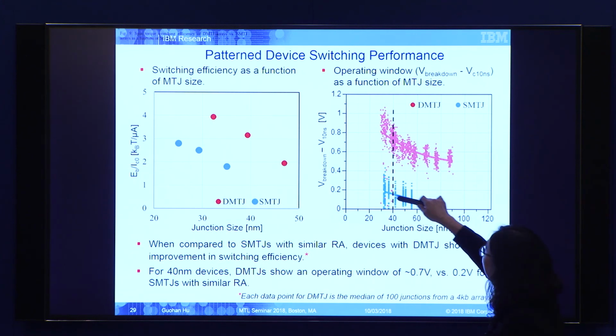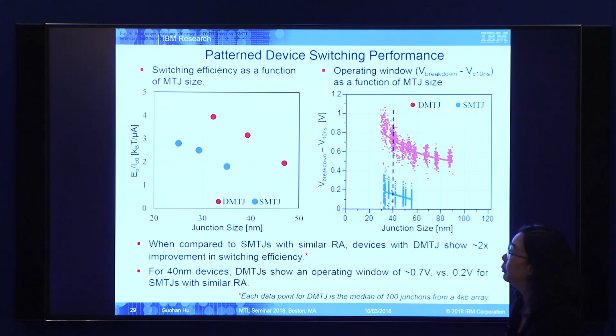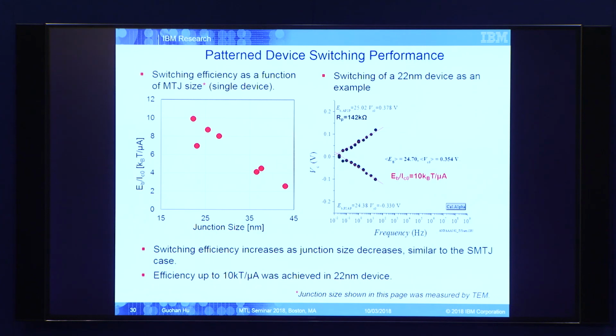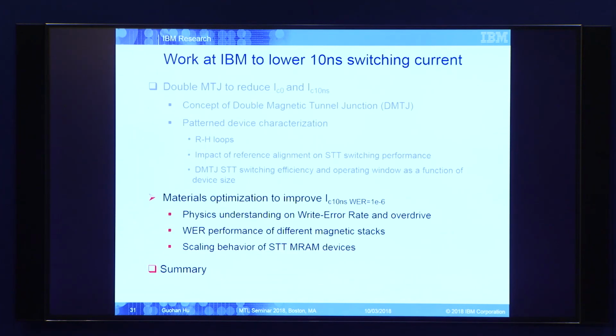So this is the single MTJ case. For a 14 nanometer junction, you only have about 0.2 volts. But for the double MTJ, you have about 0.7, 0.8, because the two tunnel junctions are in series. So it looks all good, but structure-wise, it's very complicated. So this is more of a demonstrative concept, to say that if you go from single MTJ to double MTJ, there is a factor of 2 you can gain if you really need it down the road. I will skip this page as well.